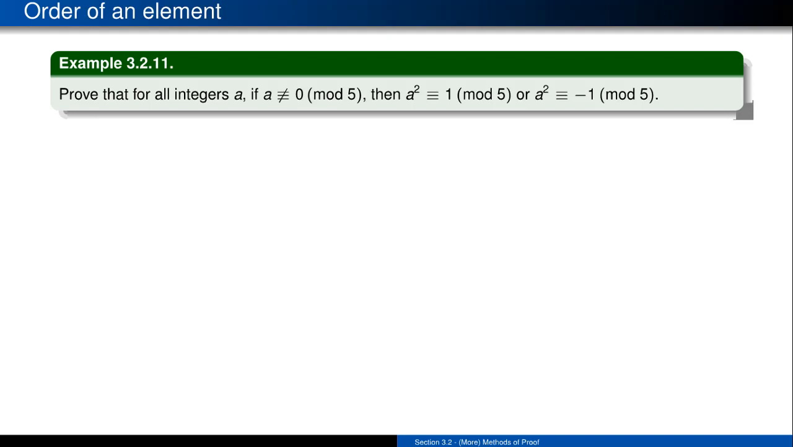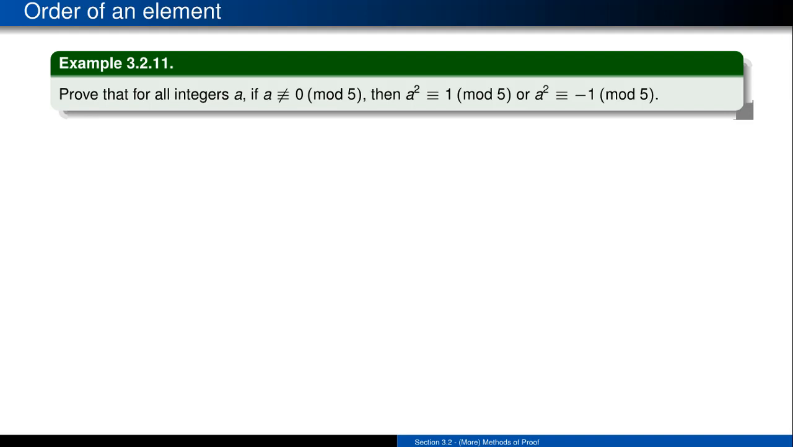All right, so let's look at another one of these examples that's actually going to be a proof that's going to rely on a few different cases. In this case, we're looking at a statement that claims if you give me any random integer, which I'll refer to as a, with the property that a is not congruent to 0 mod 5, then two different things can occur.